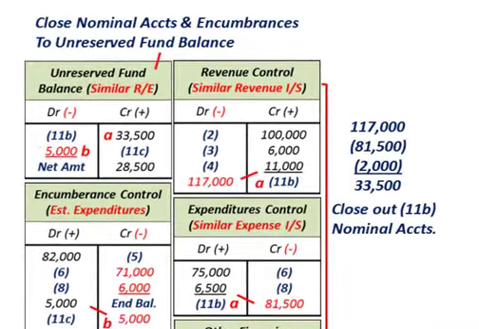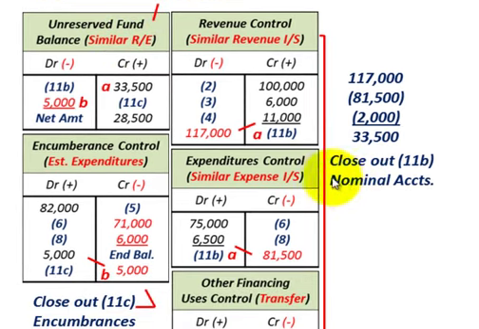Okay, so now let's look at closing out the nominal accounts and our encumbrances to the unreserved fund balance. This is the key here. The unreserved fund balance is similar to the retained earnings for a for-profit company, but in governmental accounting, we call it an unreserved fund balance. What we would close out for those nominal accounts starts with the revenue control account, which is similar to the revenue on the income statement for a for-profit company. In this case, we had $117,000.